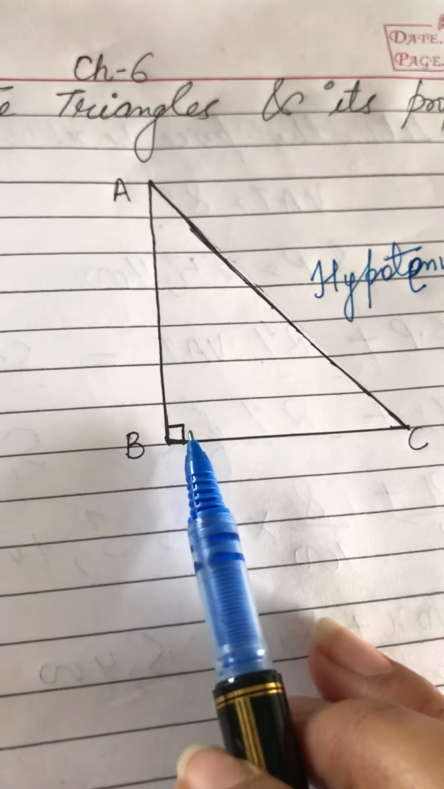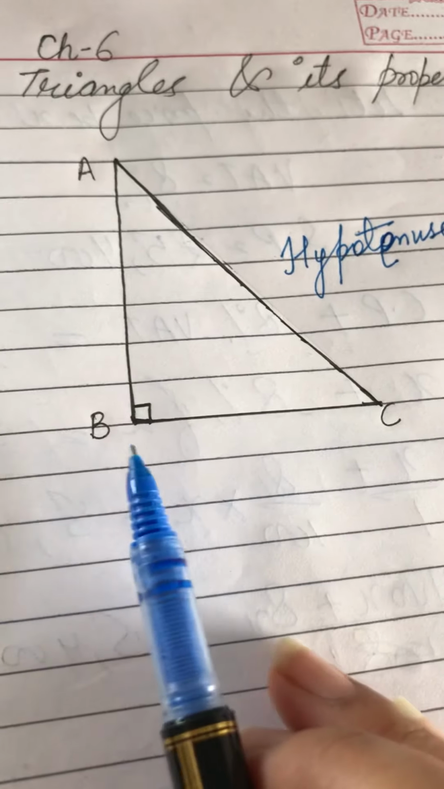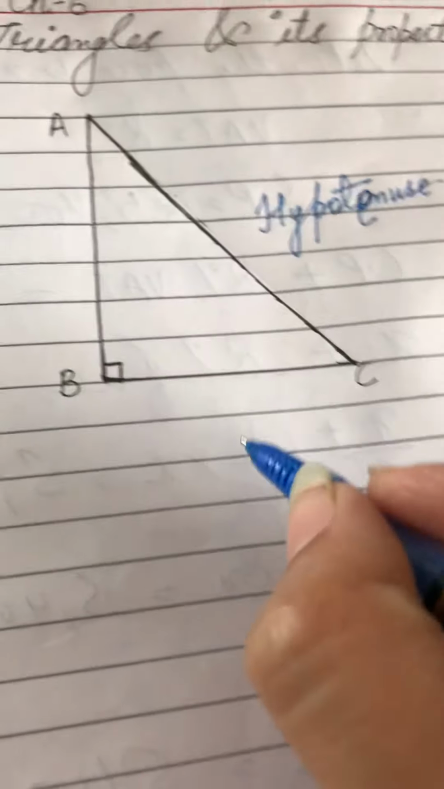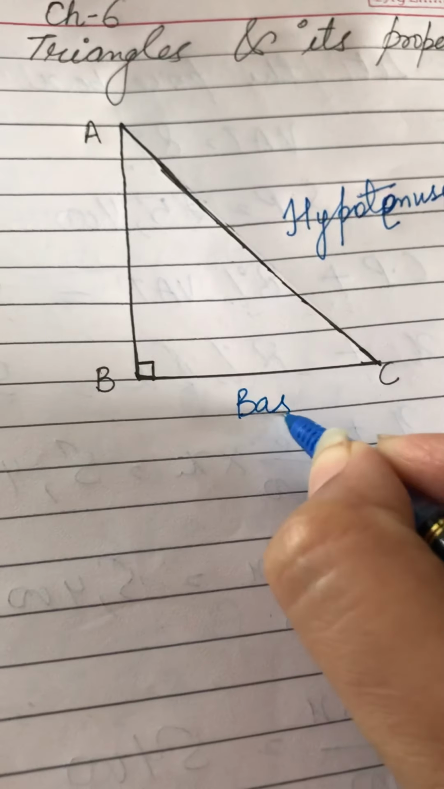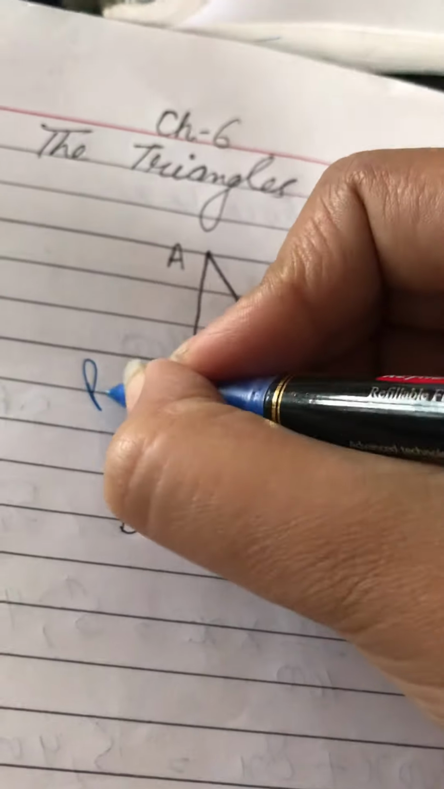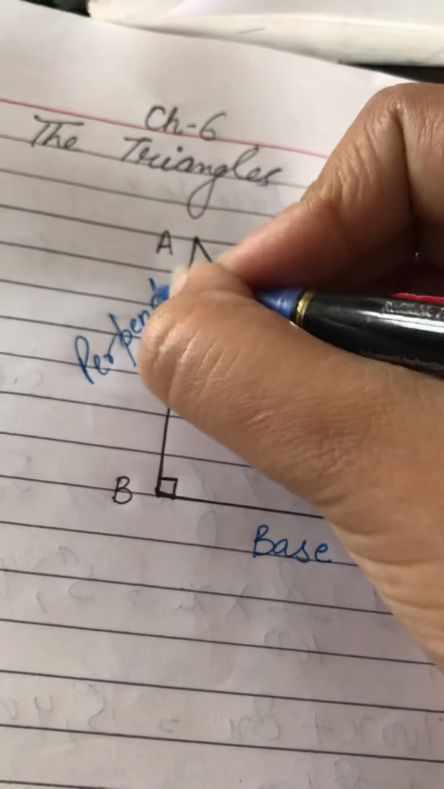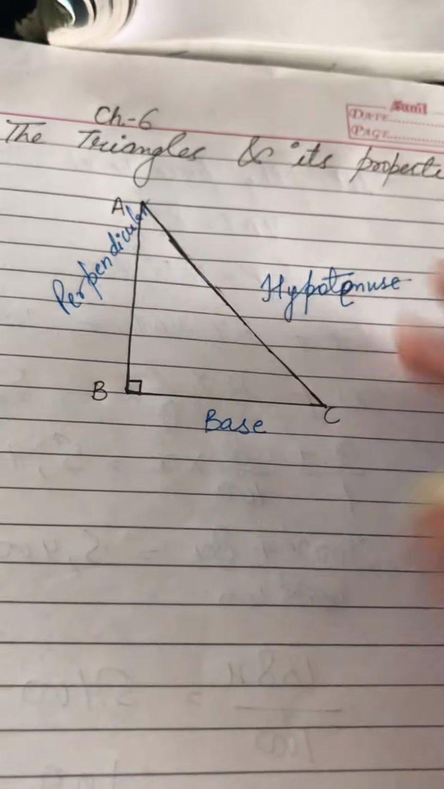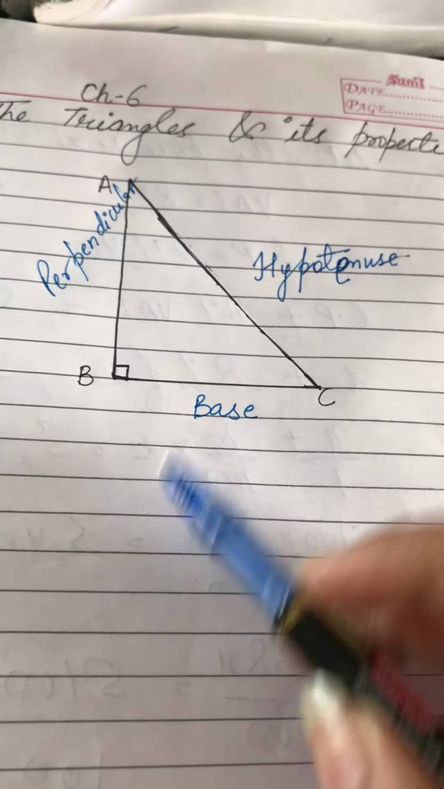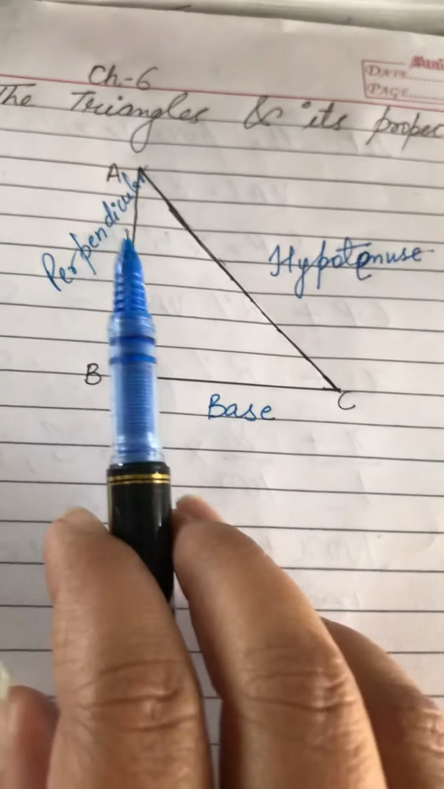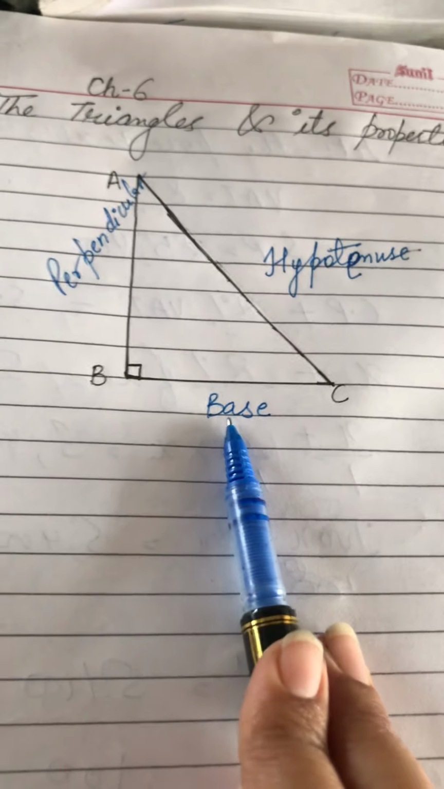Now the side on which the 90 degree angle is formed, the horizontal line, is called the base. And the vertical line is known as the perpendicular. So the names of these three sides are hypotenuse, base and perpendicular. If you invert this triangle, then this will become the base and this will become the perpendicular.